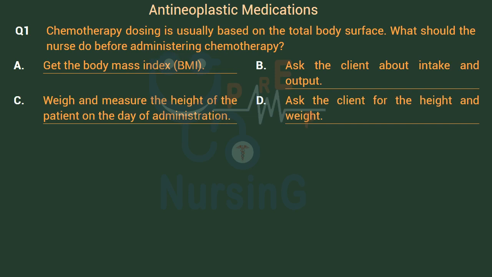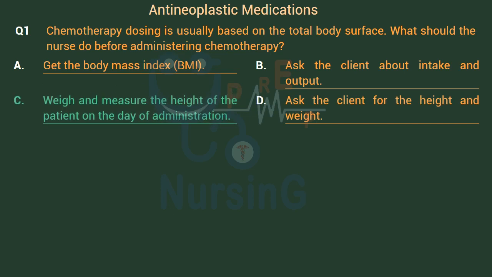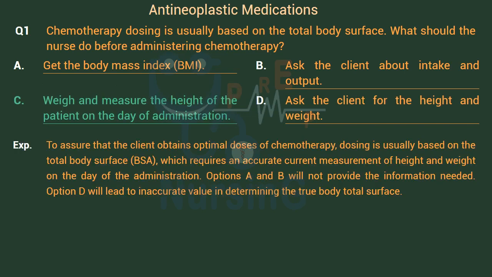Right answer is Option C. Weigh and measure the height of the patient on the day of administration. To assure that the client obtains optimal doses of chemotherapy, dosing is usually based on the total body surface, BSA, which requires an accurate current measurement of height and weight on the day of the administration. Options A and B will not provide the information needed. Option D will lead to inaccurate value in determining the true body total surface.